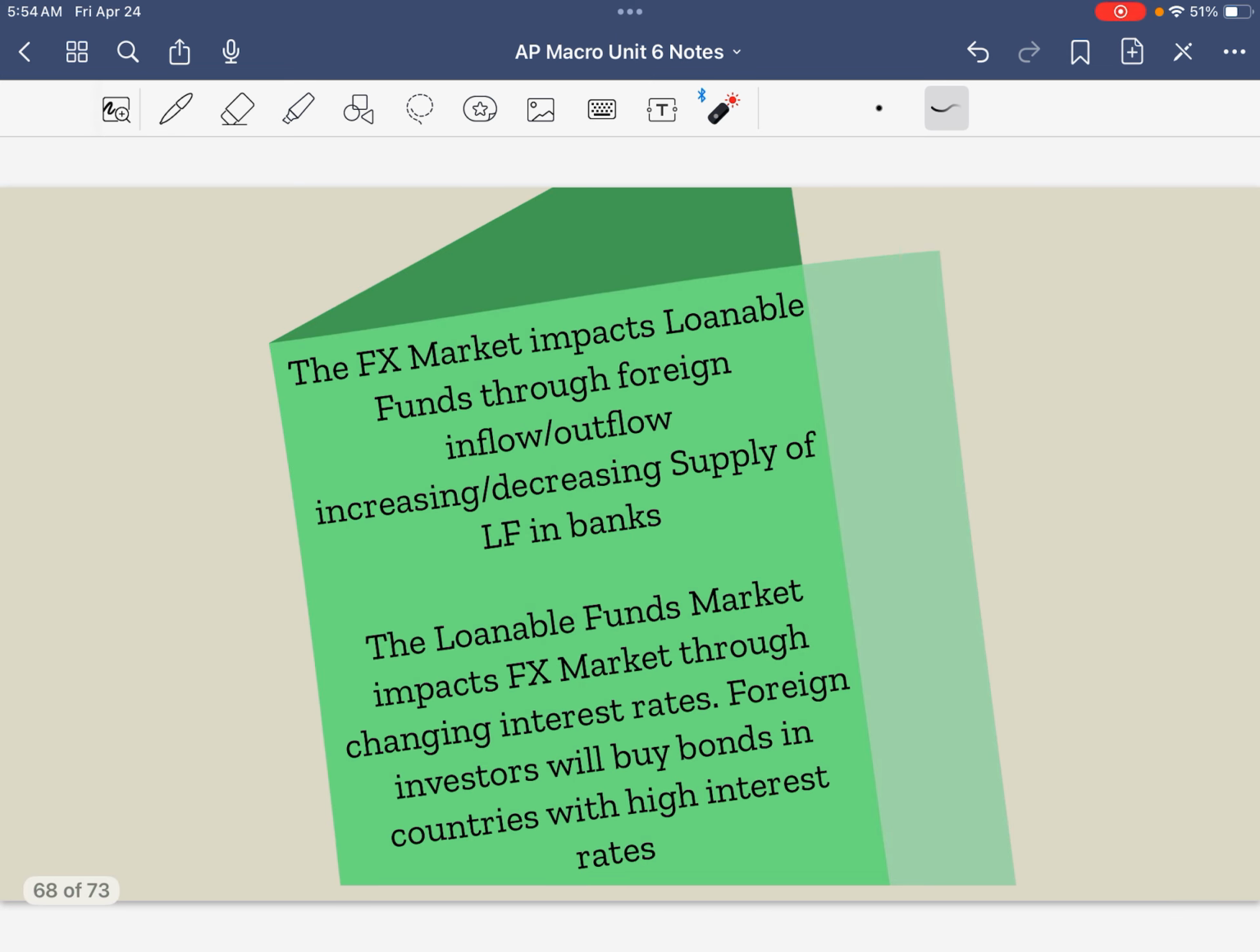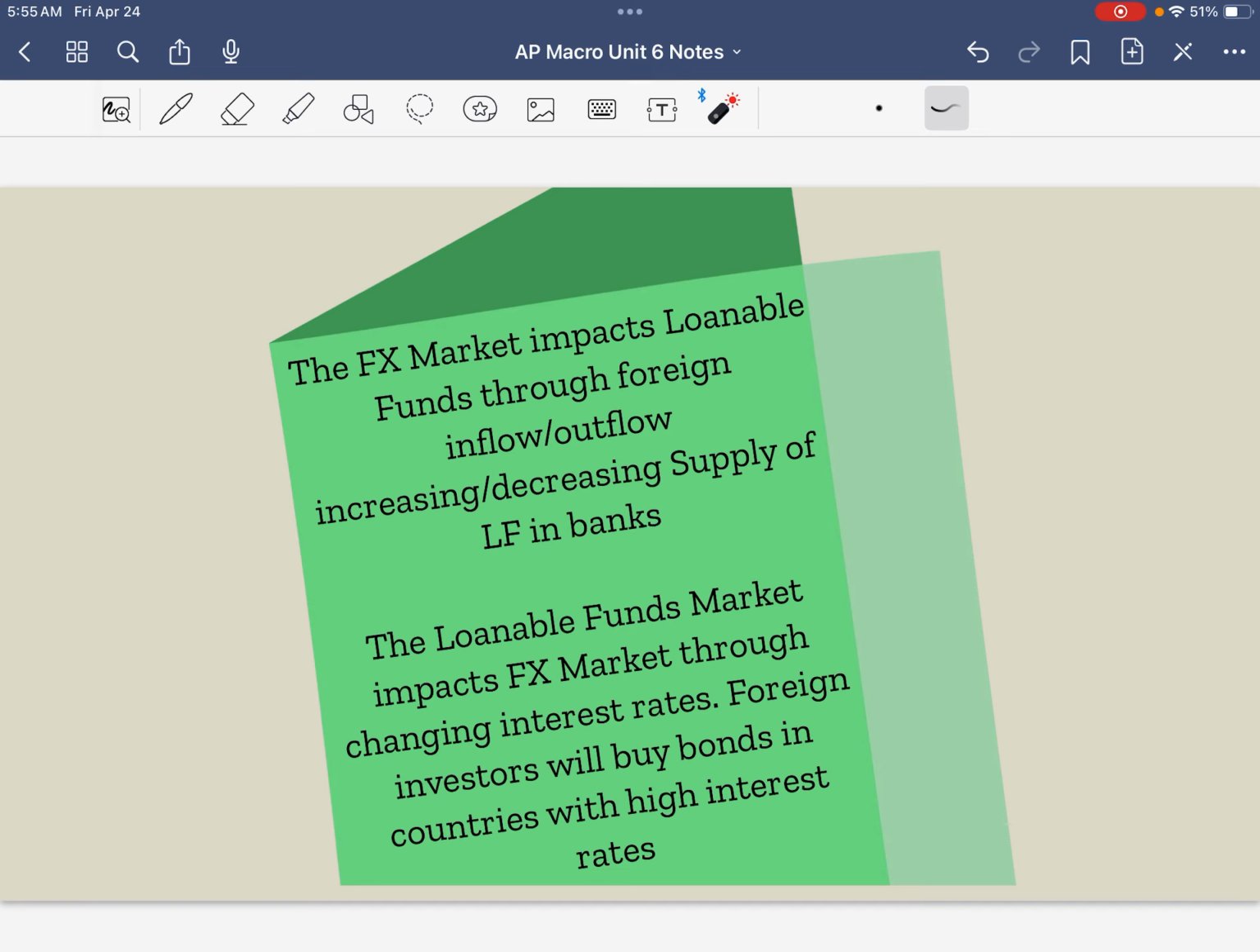So let's bop on forward. So essentially what this means is when something changes in the foreign exchange market, it can change loanable funds. When something in loanable funds changes, it can change the foreign exchange market because it all depends on, is money flowing in or out of America? Is there inflow or outflow? But for the most part, it's going to impact supply of loanable funds in banks. So you'll see that here in a second.